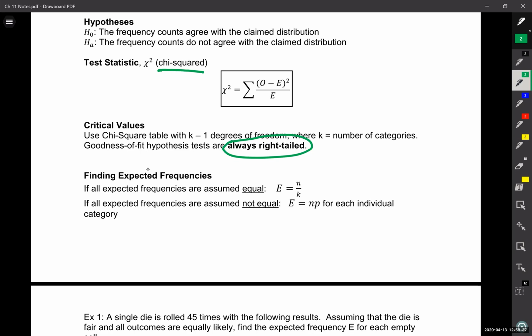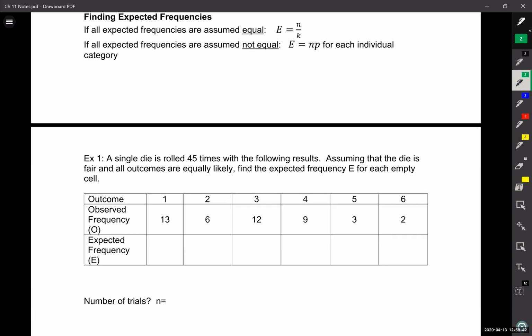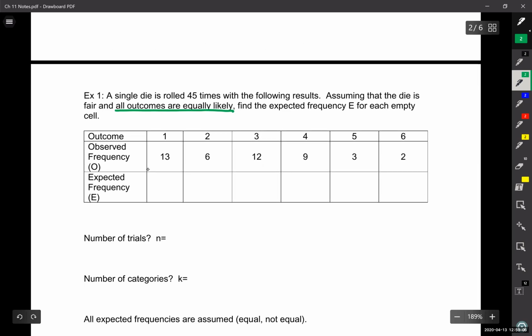So looking at example 1, we have a single die that is rolled 45 times. Assuming the die is fair and all outcomes are equally likely, find the expected frequency, which is E, for the empty cells. So they already rolled the die. They already told us how many times each number came up. We'll use those numbers in the future to come to some sort of conclusion. Right now, we're just trying to fill out the E row. And so, how many trials were there? The die was rolled 45 times. So they told us that in the problem.